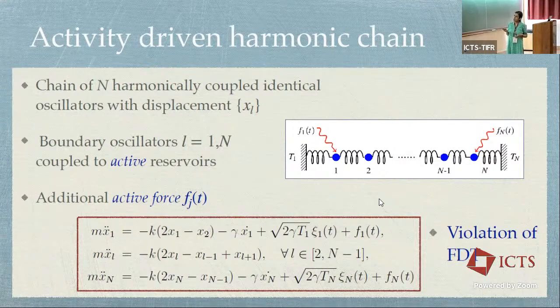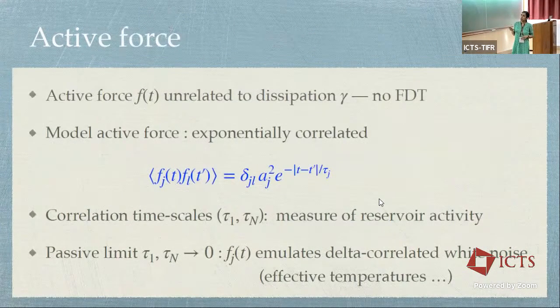Okay, so here is the Langevin equation. So we have exactly what we had before, except these extra forces on the boundary oscillators. So the thermal part satisfies FDT. Here is an extra force which does not satisfy FDT. So in total, the reservoirs are out of equilibrium. And so yeah, this f^a I call the active force.